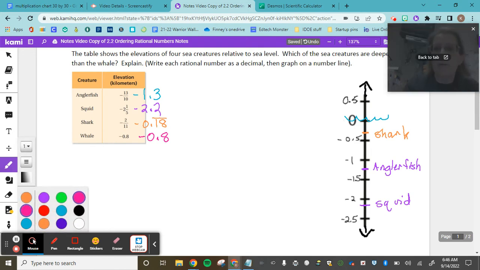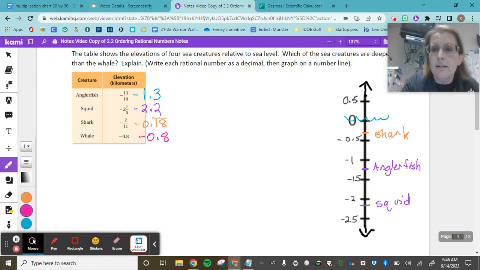And then the whale is the last one. I'm going to label it on the other side. So at -0.8, that's going to be our whale.